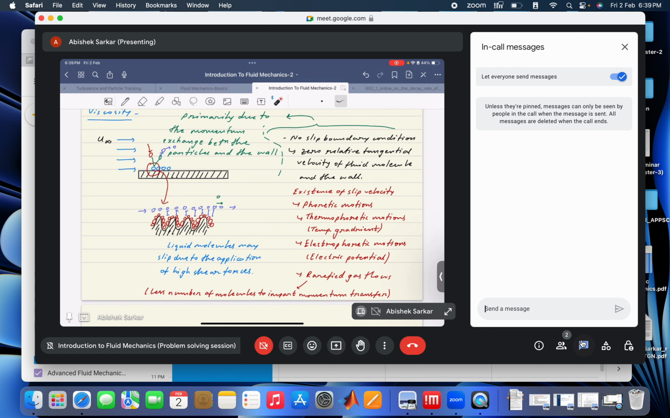Other cases are phoretic motions, primarily due to thermal gradients or electric potential. I don't think we need to discuss that much, but these are the conditions where the no slip boundary condition ceases to exist in gaseous flows. But in the case of liquids, the no slip boundary condition is more or less universal. Again, there might be certain scenarios where it may cease to exist, but I don't think we will be discussing that in this course at least.